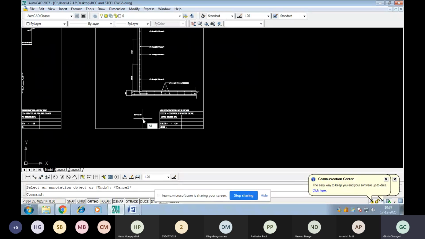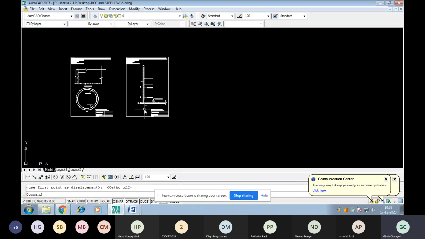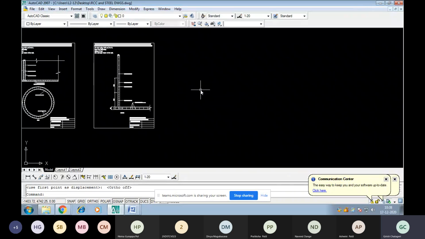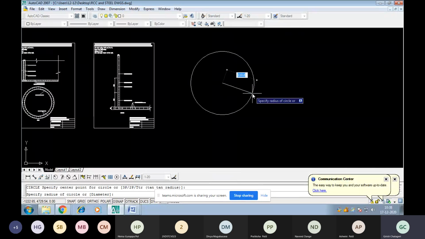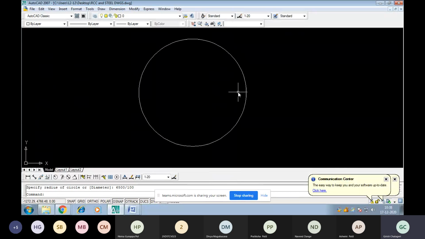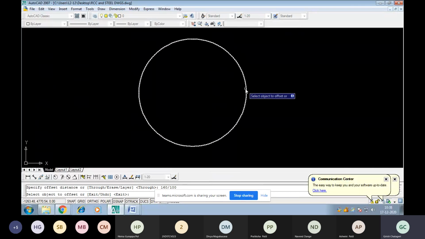If you want, the reinforcement can be shown in plan, but think what happened here. The diameter is large here, 13, and the thickness of wall is only 160. So the reinforcement will not be shown properly here. See here, we can show it like this. I can take a circle here. The radius is 6,500 divided by 100. This is circular, and for this I give an offset of 160, the thickness of wall, divided by 100. So this is our thickness of wall here.